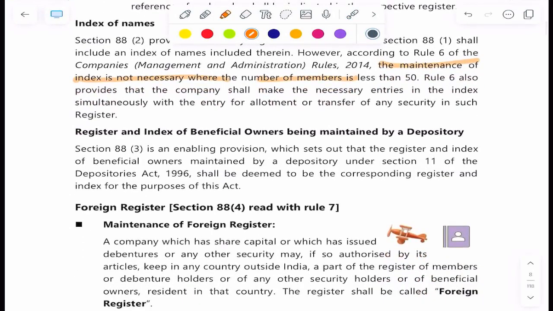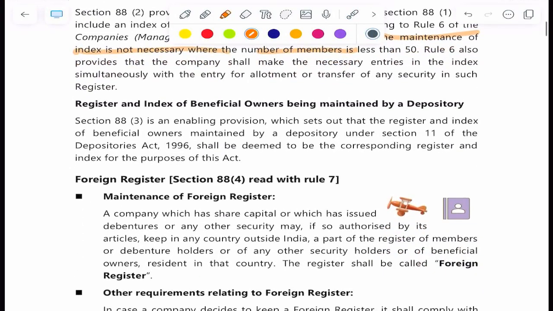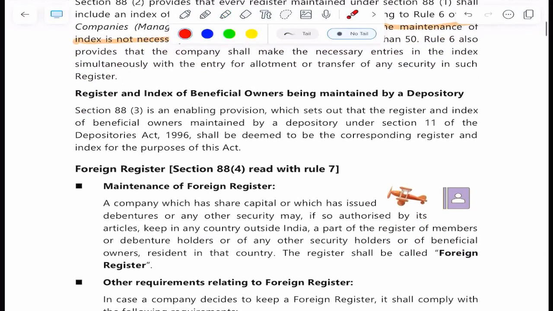मेंटेनेंस ऑफ इंडेक्स नॉट नेसेसरी है, रजिस्टर नहीं। 50 से कम रहेगा तो, कल पढ़ा था। Register and index of beneficial owners being maintained by a depository.